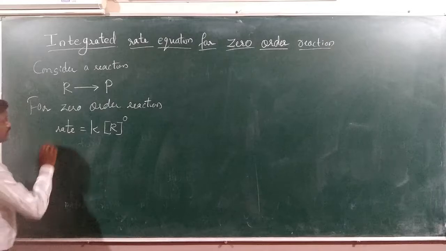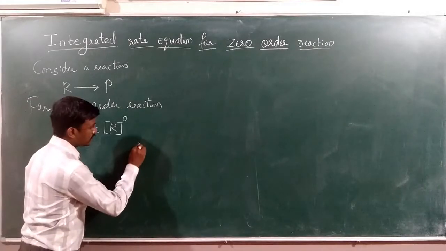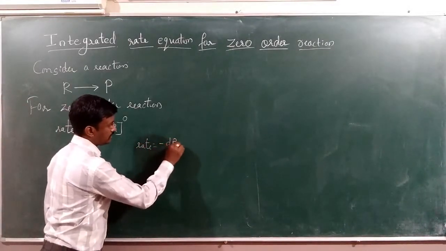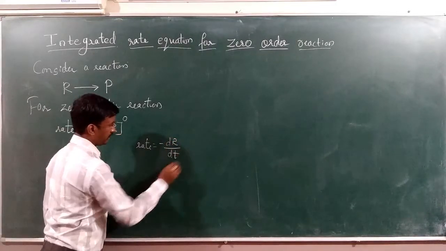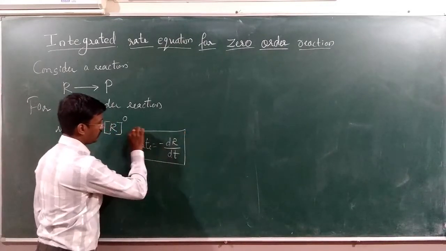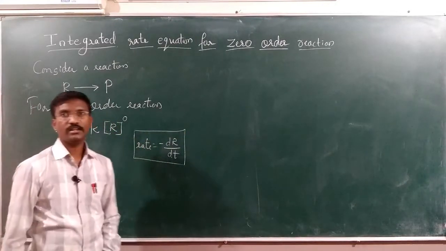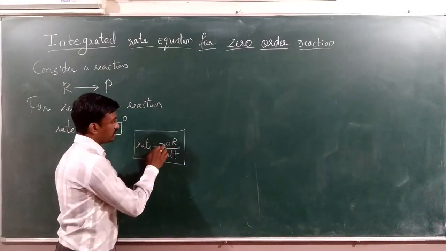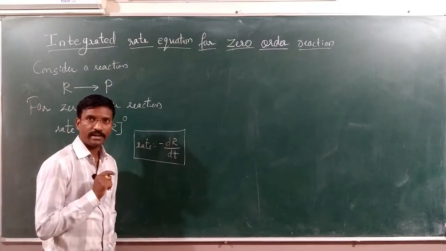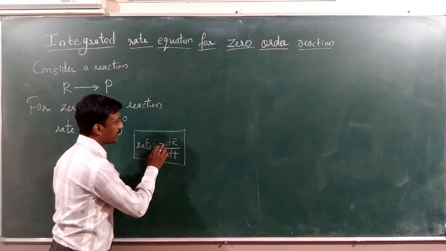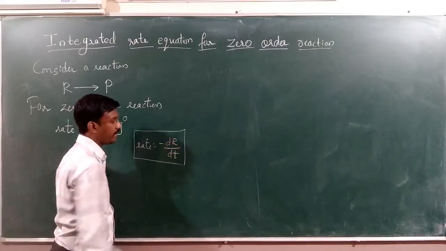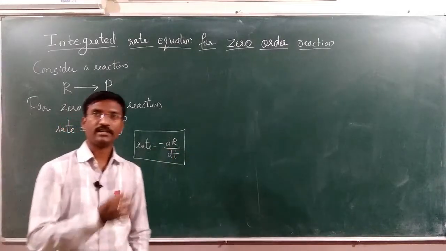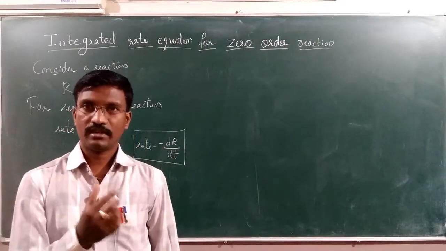But we know that the rate of the reaction can be written as minus dR divided by dt. This is the general expression. I hope you remember, this is the instantaneous rate equation. Initially we were writing rate as delta R divided by delta t. Now onwards we write delta as d, so dR divided by dt. Here dR is the differential form of the reactant concentration, and dt is the differential with respect to time.